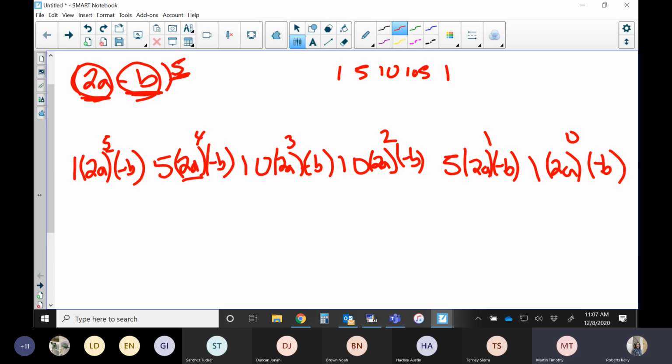Now you basically do the opposite with the other term. So that negative B is going to get a 0. This one's going to get a 1, then a 2, then a 3, then a 4, then a 5. And again, I know I did this right because what do all of these exponents add to? 5. Which is what it should add to. Okay. Does that make sense so far? Yeah. Now the rest of it is simple.